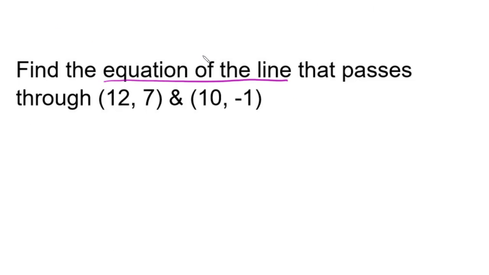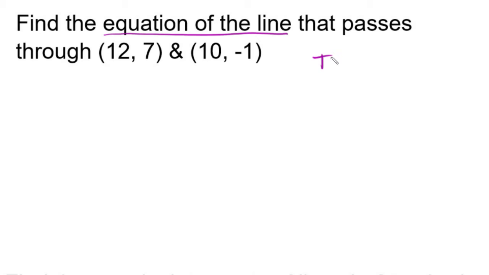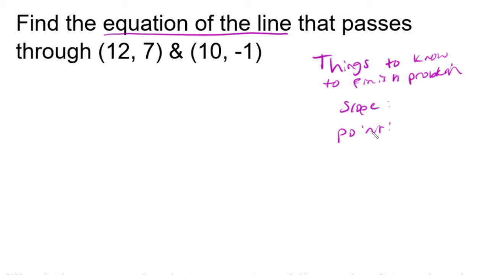So things we knew: slope and a point. So I'm going to write that down. Things to know to finish the problem: slope and a point. Right now we know at least 1 point. We know 2 points, and that's fine, right? Just pick one of them. I'm going to pick this one here. So I know a point. What I don't know is the slope.